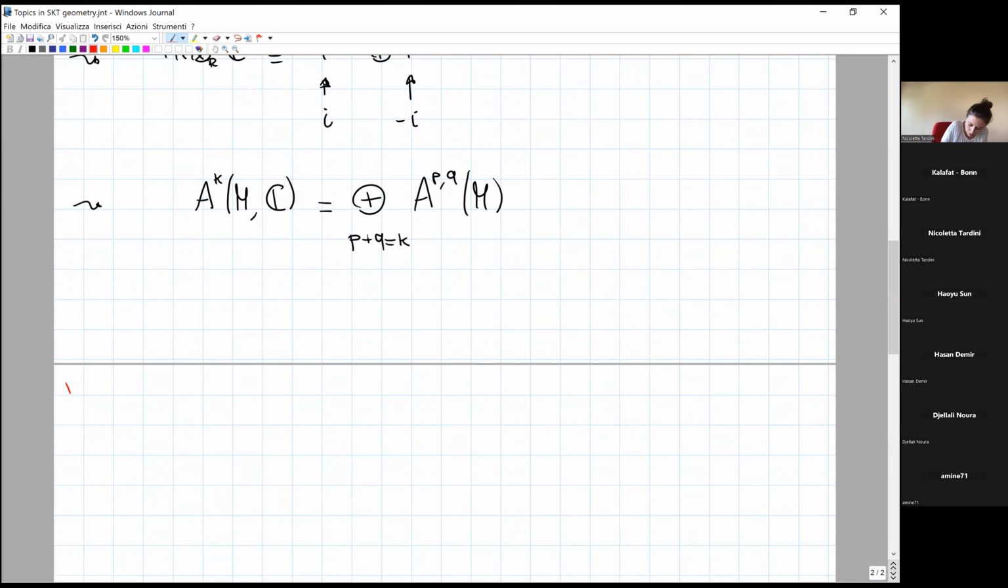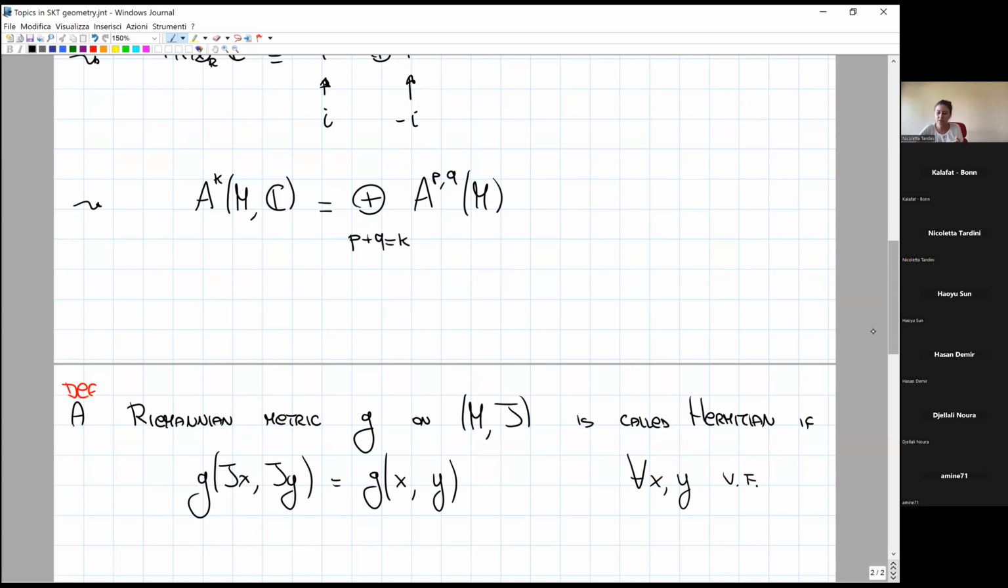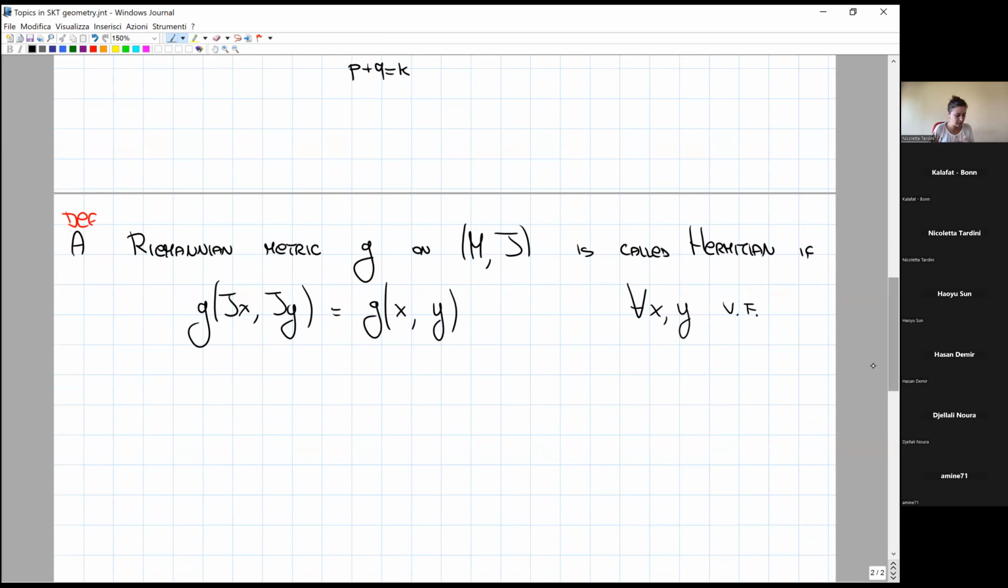So let me recall what a Hermitian metric is here. A Riemannian metric g on (M, J) is called Hermitian if g(JX, JY) is equal to g(X, Y), okay? And this is again for every X, Y vector fields. Okay, so essentially J is like an isometry for the metric g.